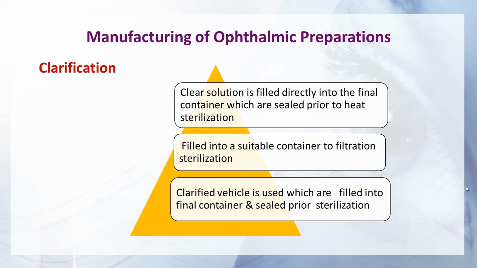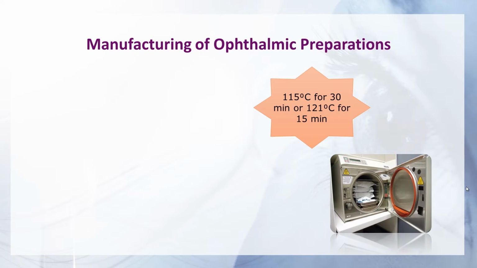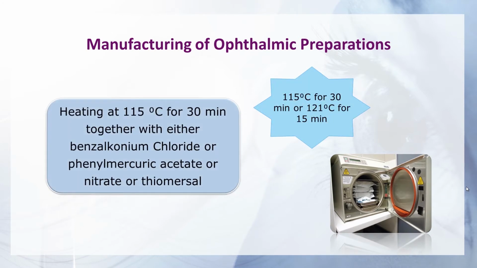to sterilization. The last step is sterilization by autoclaving at 115 degrees centigrade for 30 minutes or 121 degrees centigrade for 15 minutes. Heating at 115 degrees centigrade for 30 minutes is done together with either benzalkonium chloride, phenyl mercuric acetate, phenyl mercuric nitrate or phenyl mercuric thiomersal. This method is described in BP, but it is no longer a pharmacopoeial recommended method.